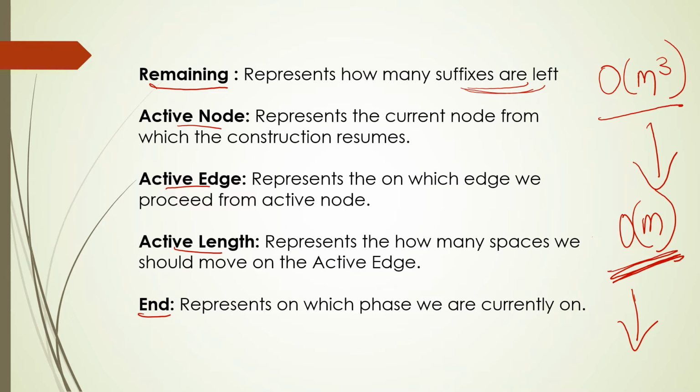So end represents which phase we are currently on. There are n phases, and it represents which phase we are currently on. So these are the 5 important variables here now. And there are suffix links which we see while building the suffix tree using the Ukkonen algorithm.